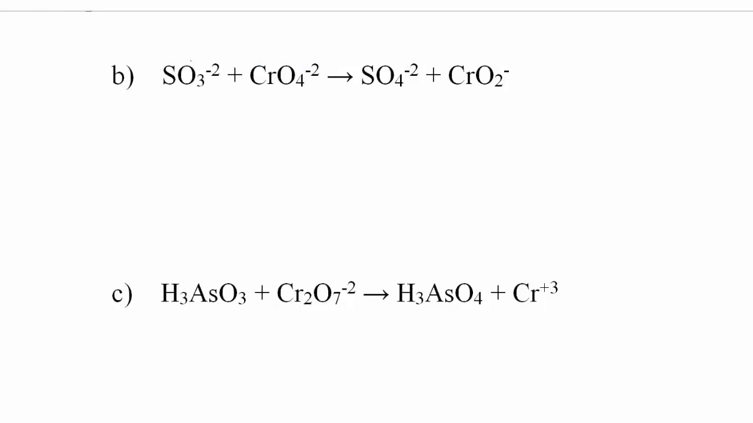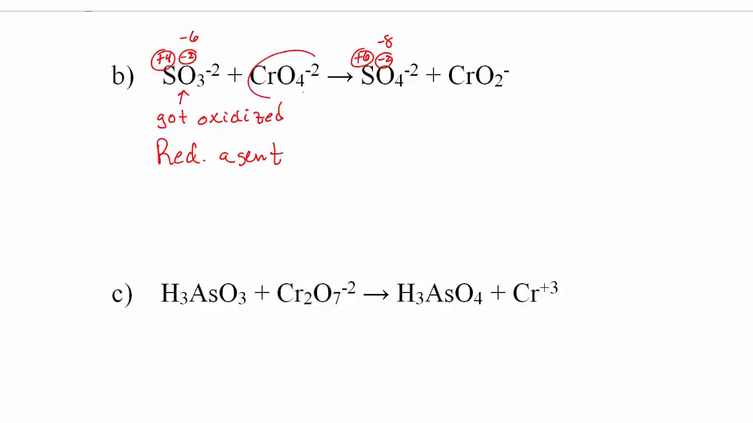There's nothing really easy in this one, so let's just start. Oxygen's -2. 3 times -2 is -6. Sulfur has to be +4. So what is sulfur on the other side? Oxygen's always -2. 4 times -2 is -8. Sulfur is +6. So this compound, it went from +4 to +6. It got oxidized. So that means it is the reducing agent. So this compound has to be the oxidizing agent.